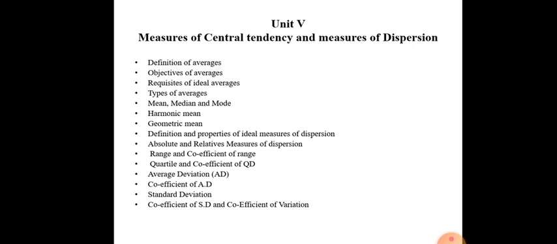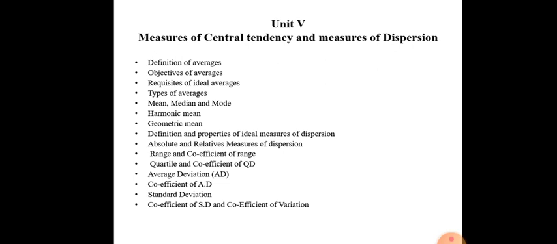Next, requisites of ideal averages. Okay, so types of averages, there are so many types of averages. So which are those types? Below are the mean, median, and mode.